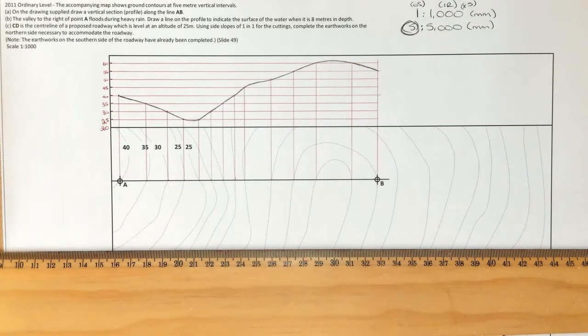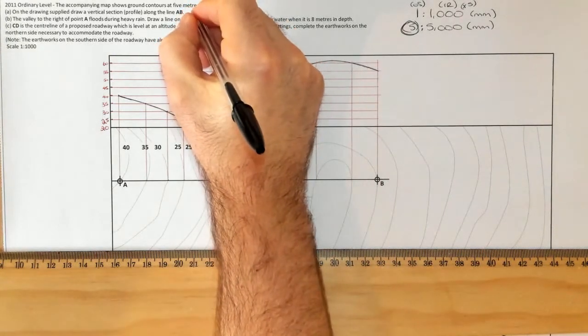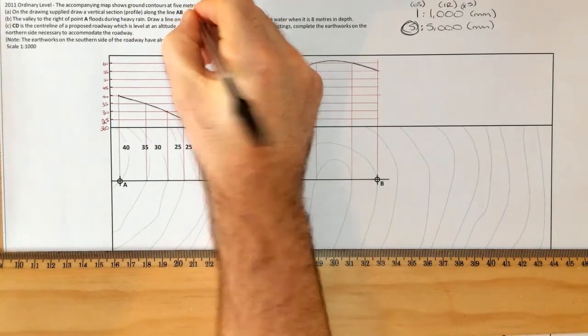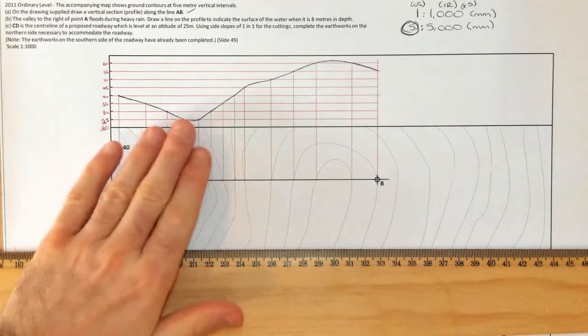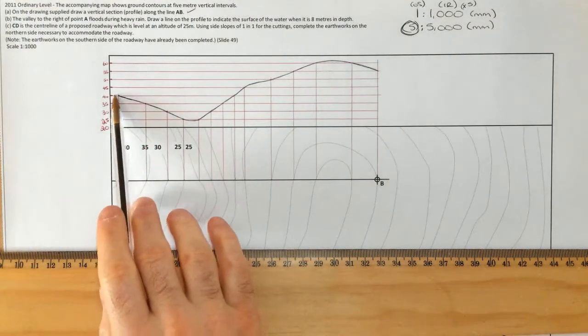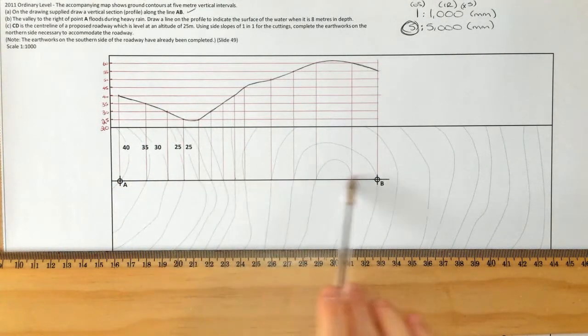So there we have it, guys. That is part A done. On the drawing supply, draw a vertical section profile along the line AB. Okay, so there's our profile done, and that is basically how the mountain would look if we cut through it at the line AB.